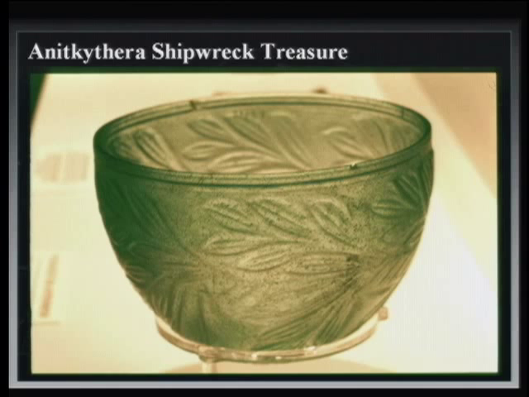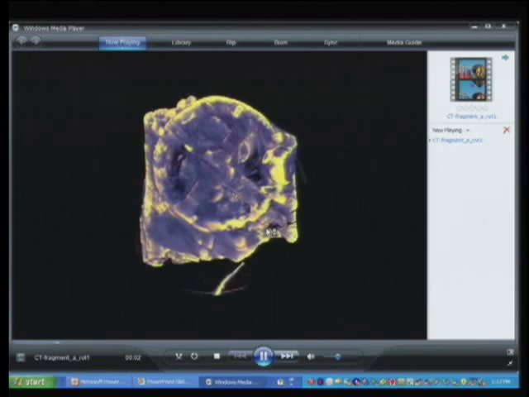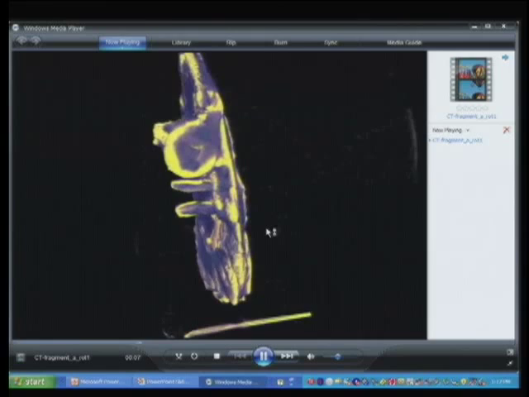There were statues, there was glassware that was found, and then there was also a lump of clay that was brought up in a bucket and basically left in the courtyard of the museum to dry. And when it dried out, it split open and revealed gears, bronze gears, on the inside of this lump of clay. And it was at that point they knew they had something pretty interesting here.